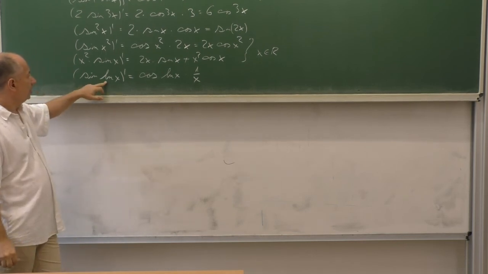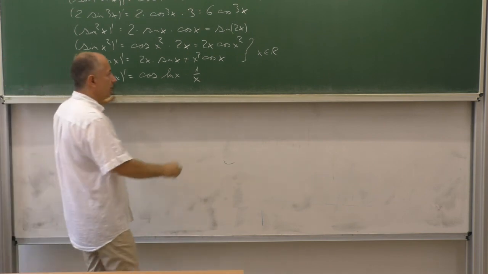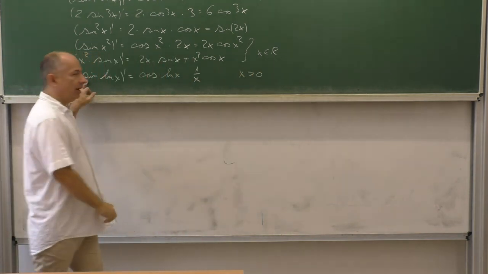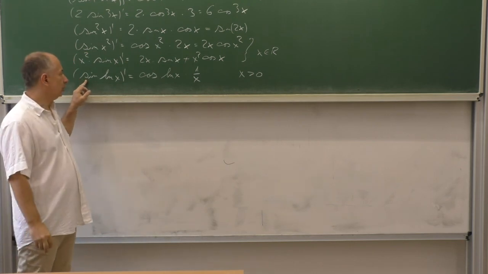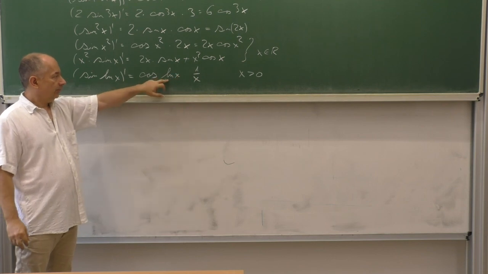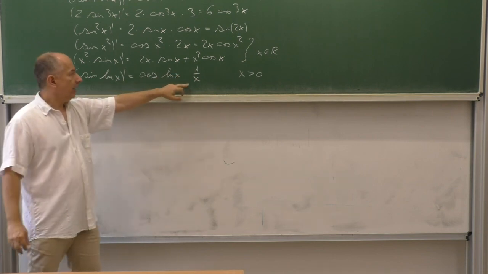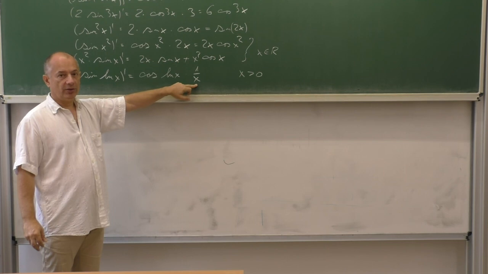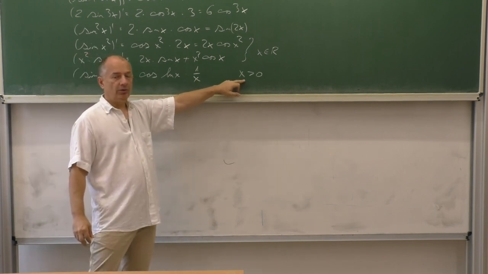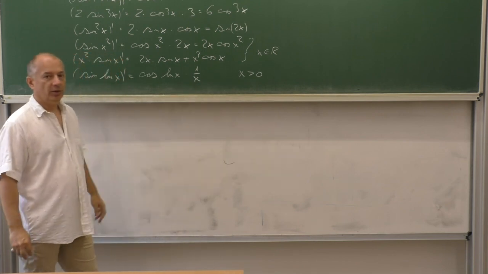Well, and what about the condition? For the logarithm to exist, x must be positive. Sine can be computed for any argument, no problem. Similar for cosine. Yes, the logarithm requires the condition that x is positive, and this fraction requires that x is different from 0. When we write that x is positive, this already includes the condition for x being different from 0.